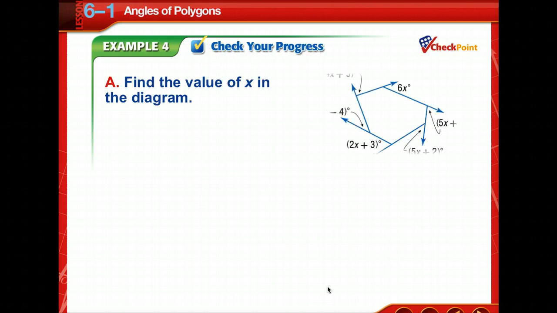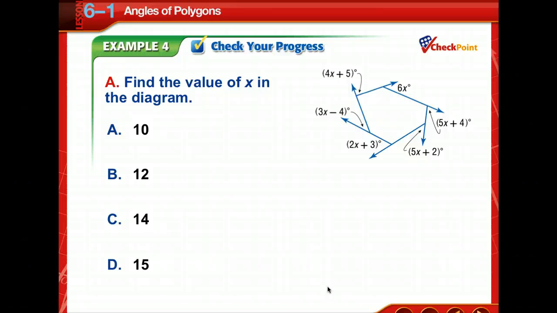Okay, time to check your progress. Pause for a moment, then come back and check your answer. Okay, on this one, you remember that the sum of the exterior angles of a polygon is 360, so we add them all together. We end up with 25x plus 10 equals 360. Subtract 10 from both sides, divide 350 by 25, and we find that x is 14.